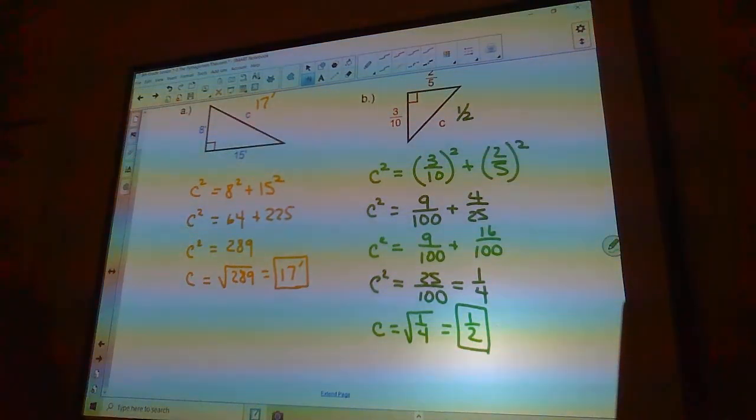What fun that is. Okay, moving right along.